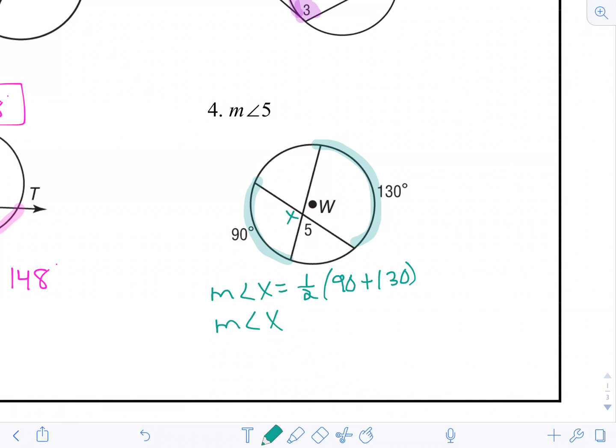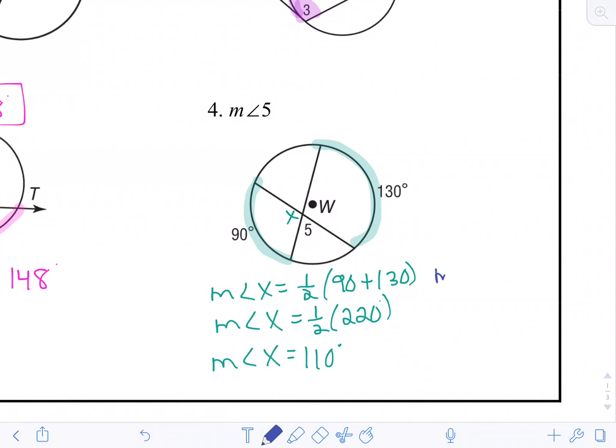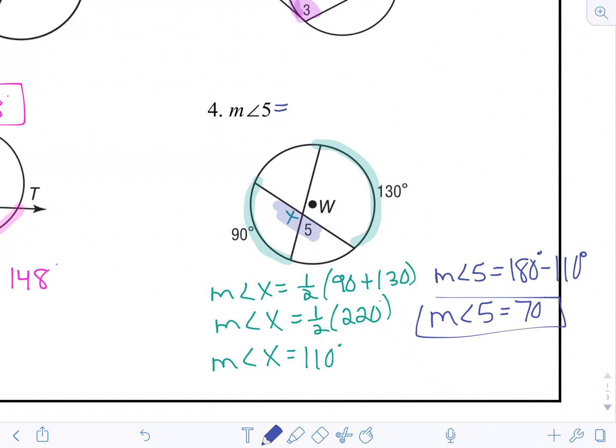When I do that, that's going to be half of 220, so the measure of angle x is 110 degrees. But it wants the measure of angle 5. To find the measure of angle 5, these two angles in here are a linear pair, so they add up to 180 degrees. So 180 minus that 110 will give me the measure of angle 5. 180 minus 110 is 70 degrees. So the measure of angle 5 is equal to 70 degrees.